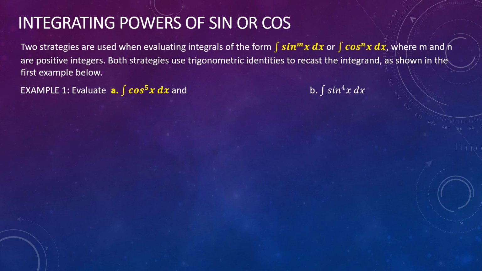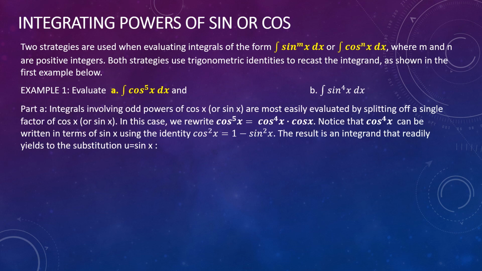Example 1. Evaluate part A, the integral of cosine raised to the power of 5 of x dx, and part B, the integral of sine raised to the power of 4 of x dx. For part A, integrals involving odd powers of cosine x or sine x are most easily evaluated by splitting off a single factor of cosine x or sine x, whichever function you're using. In this case, we would rewrite cosine to the fifth power of x as being equal to cosine to the fourth power of x times cosine x.